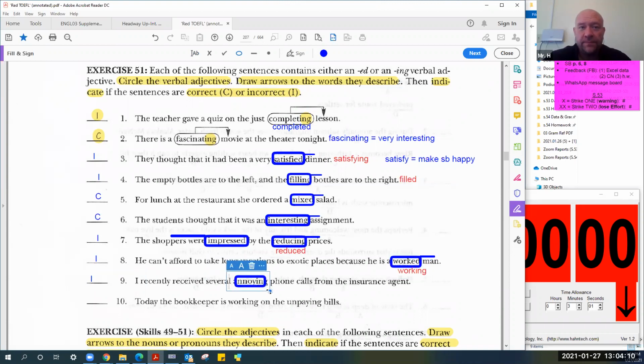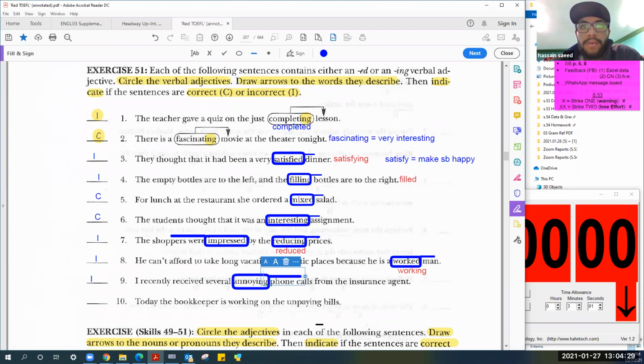Annoying? It's like, what does it mean? Like bother. Exactly. And what does it describe, or what does it refer to? What does it describe? It refers to not phone, it refers to the phone calls. Right? Okay. So you said this is incorrect? Yeah.